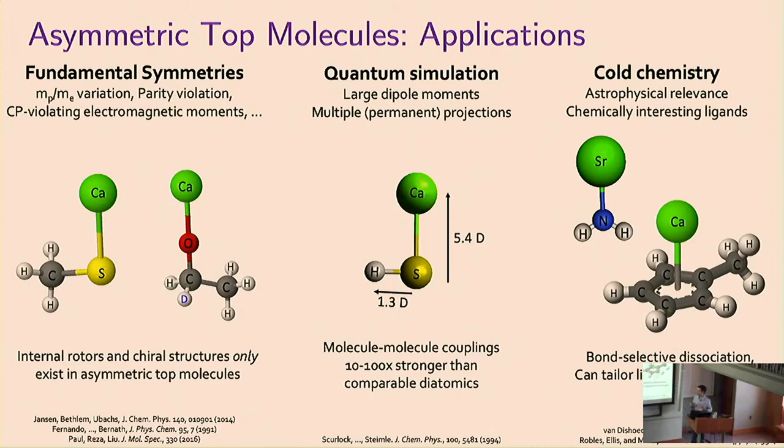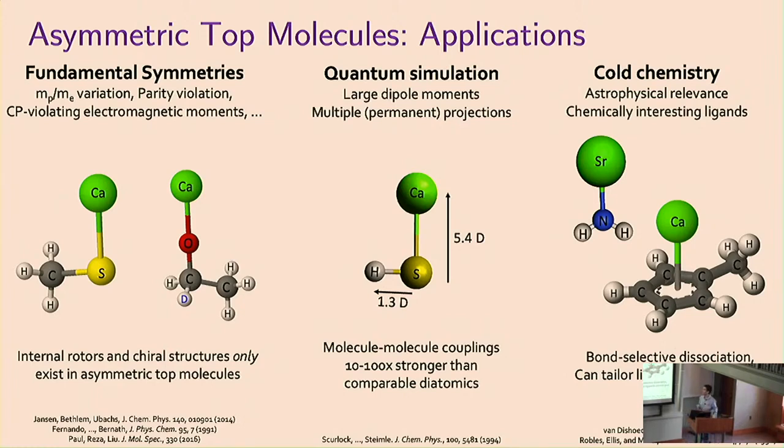And those particular motions, like a torsional mode of a methyl group around some other bond, are actually known to be highly sensitive to variations in fundamental constants. So molecules like this could be used for next generation experiments probing variations of the proton to electron mass ratio, or models that predict dark matter might lead to these fluctuations.